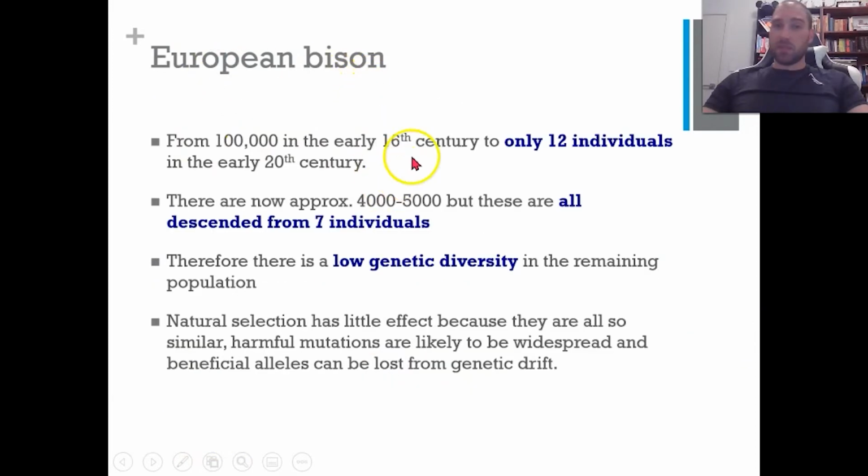Let's talk about European bison. In the early 16th century, there were 100,000 European bison, and then it went down to 12 individuals in the early 20th century. Today there are about 4,000 to 5,000 individuals, but they are all descended from only 7 individuals. So there's a ridiculously low amount of genetic diversity in the remaining European bison. There's very little for natural selection to work on because there's not much difference between the individuals, as they're all very genetically identical. Again, we're going to get inbreeding depression, so harmful mutations are likely to be widespread. And it's very hard to get any new beneficial alleles popping up because you're relying on mutation to produce that rather than what you get from sexual reproduction.